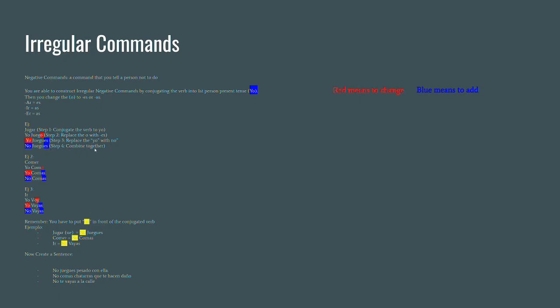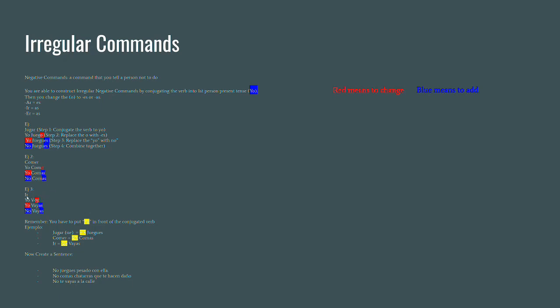Another example would be comer. First off, you would start by adding yo. Yo como. Then replace the o with the as. Yo comas. And like in the previous example, it doesn't make sense until you take out the yo and put in a no. No comas.